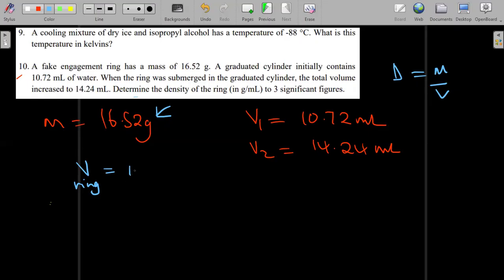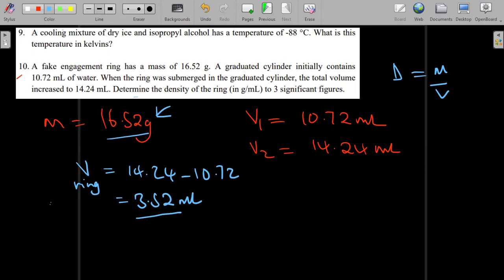So V2 is 14.24 minus 10.72. So if we subtract there, what are we going to get? Okay, so my calculator is saying 3.52 milliliters. So this is the volume of the ring, and then this is the mass.